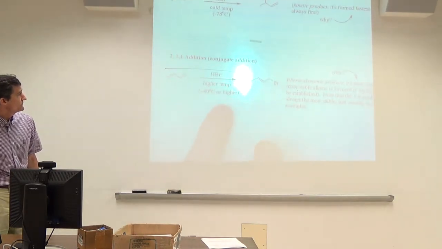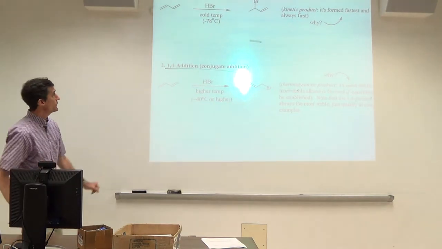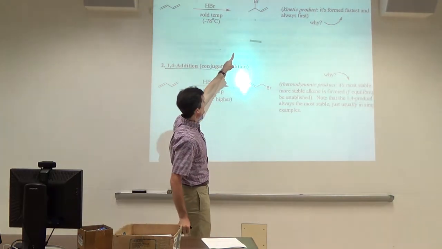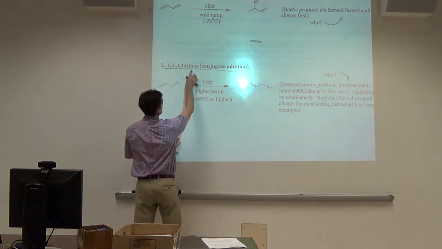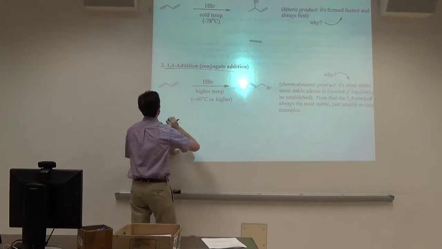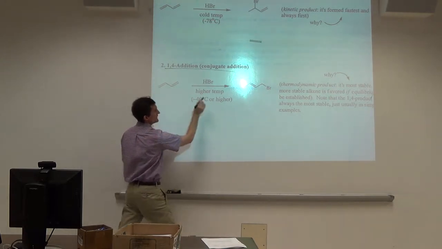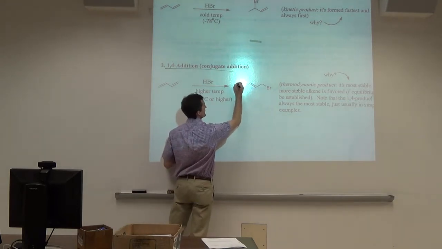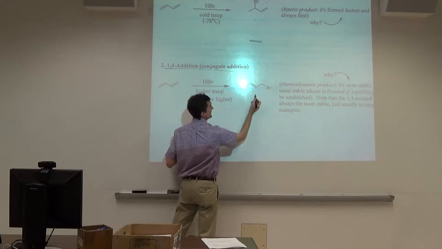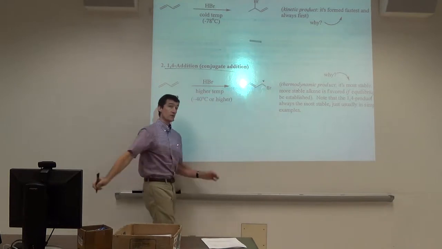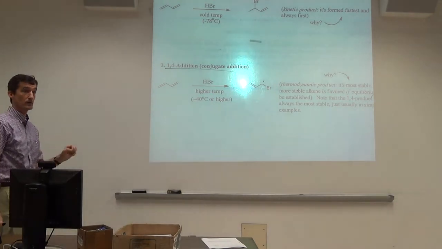If you do it at higher temperature, like about 40 degrees or higher, you get another product. Not the 1,2 product, but the 1,4 product. 1,4 addition is called conjugate addition. If you look here, the new H is here. If we call that 1, where's the bromine? It's on the 4 carbon compared to the 1 carbon. That's a 1,4 addition of HBr.